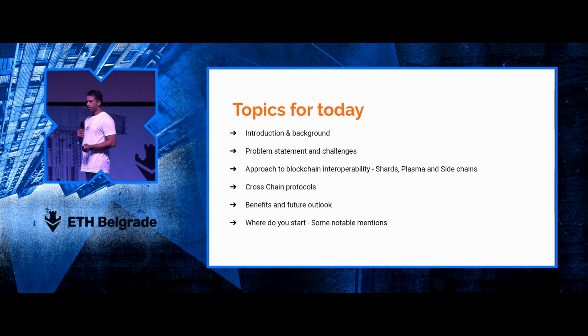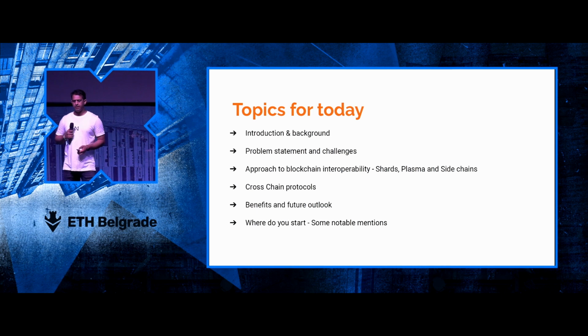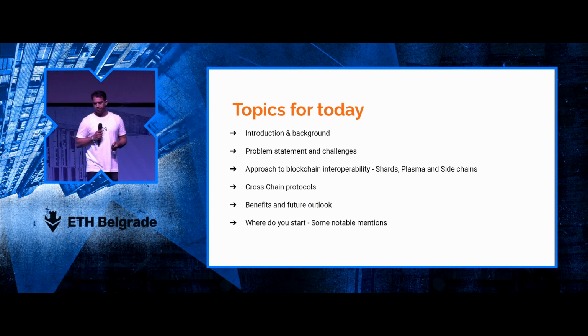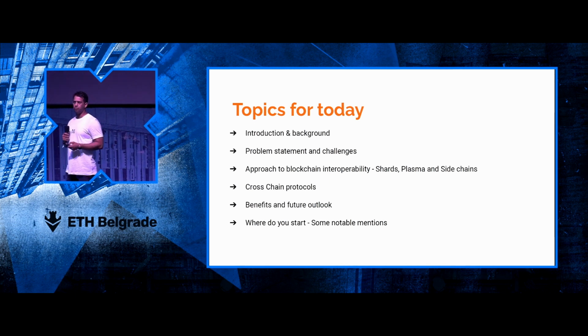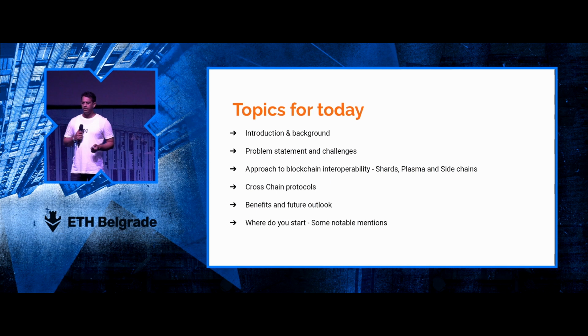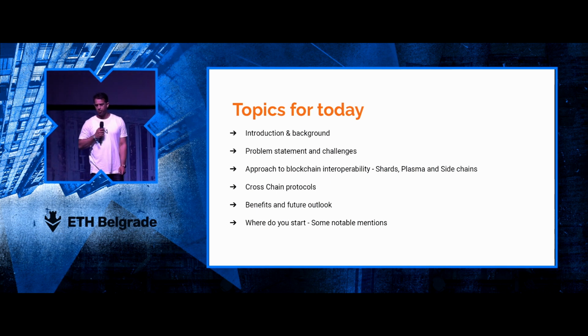So these are some of the topics: the introduction and background about blockchain interoperability. What is it? The problem statement and the challenges that exist today, and what are the different approaches to solving this interoperability challenge in blockchain? And what are the different cross-chain protocols, the top 4, top 5 that exist currently in the world, and how are they trying to solve this problem? And what are the benefits that we get out of this, some future outlook, and where do we start? I'm also going to talk a little bit about the Near blockchain operating system.